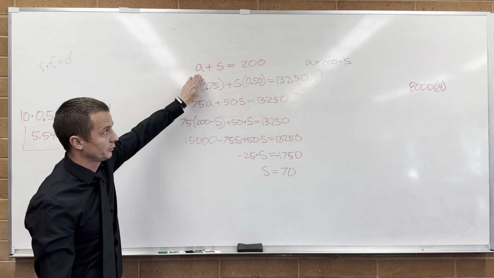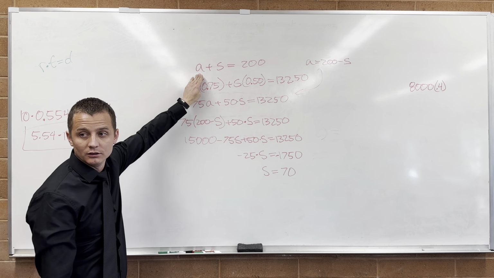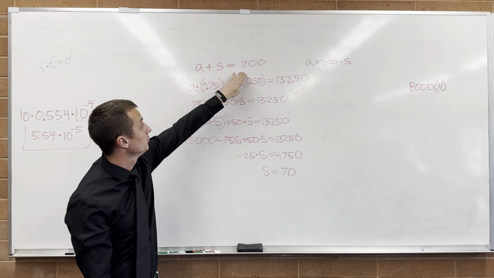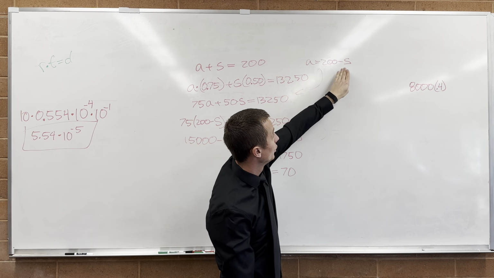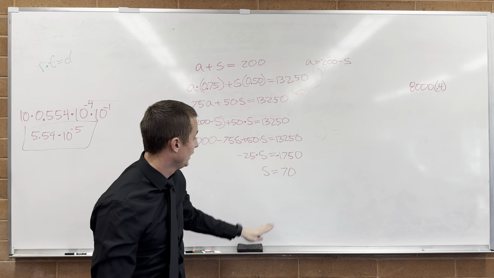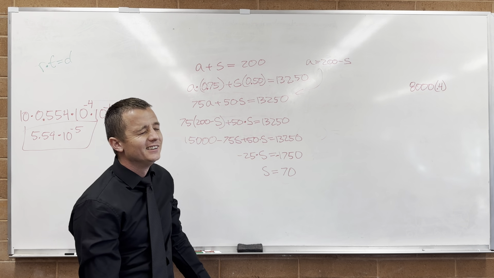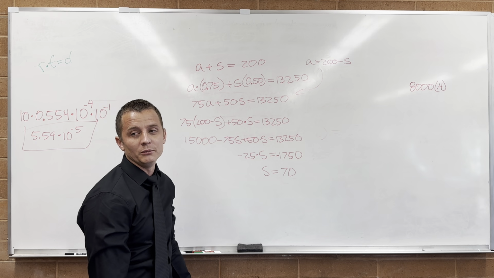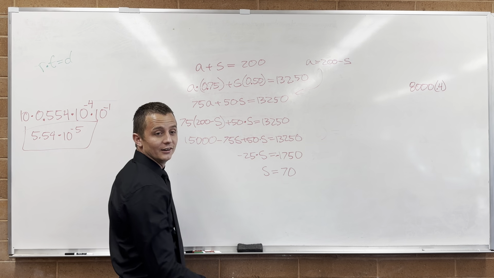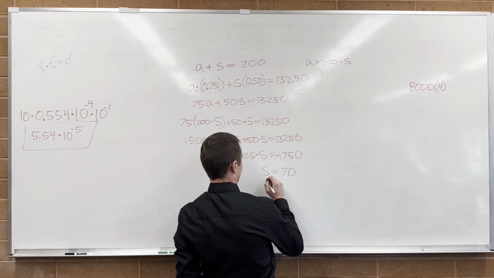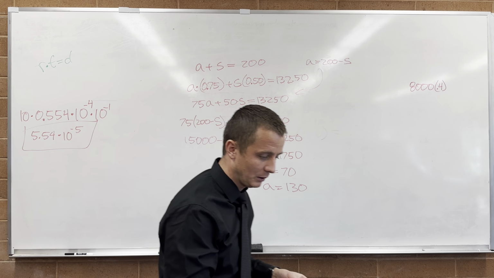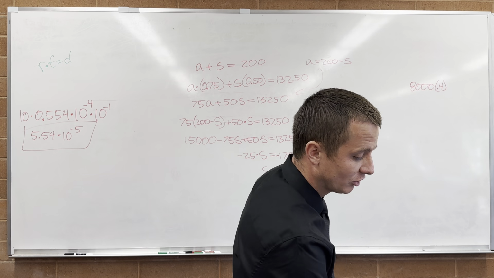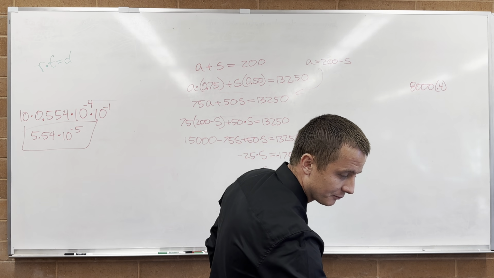So how many adult tickets were sold? Adult tickets is equal to total minus student. 200 minus 70 is, what's 20 minus 7? 130. Yeah. So the adult is 130. Okay, I don't remember what we were looking for, but how many of each type? Okay, that's how many of each type.